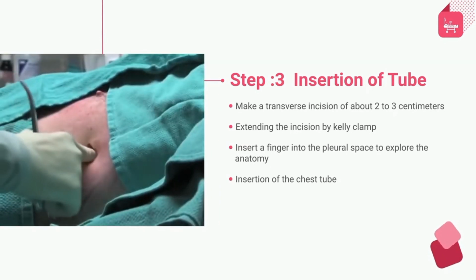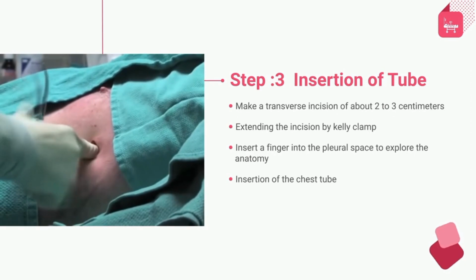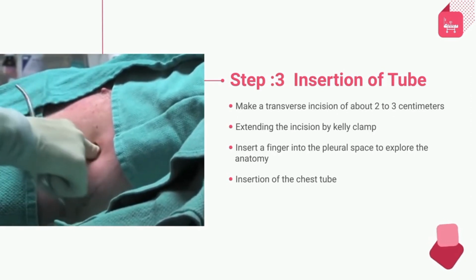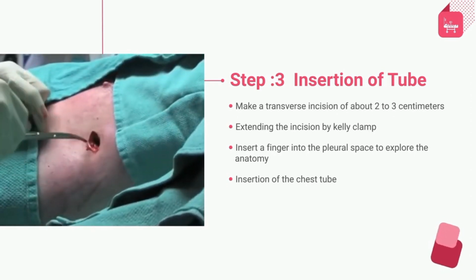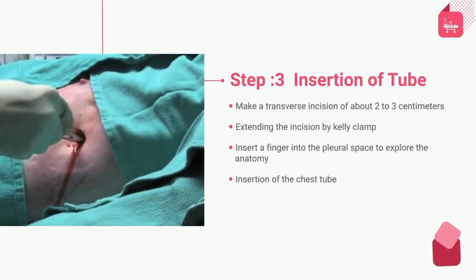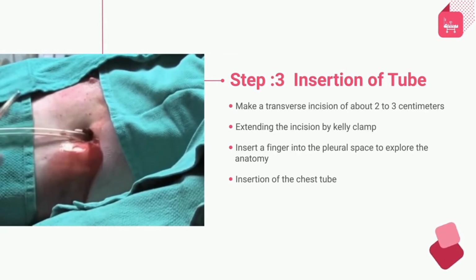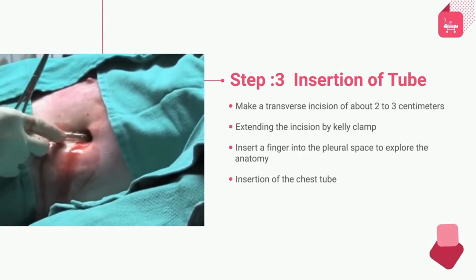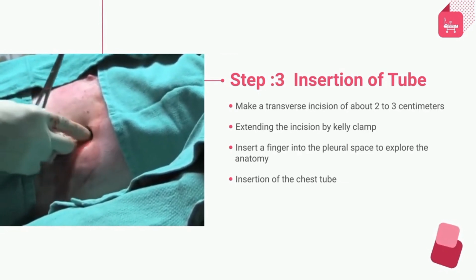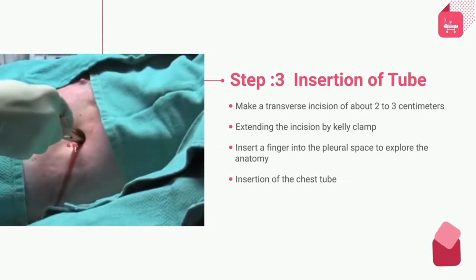Insert a finger into the pleural space to explore the anatomy. Hold the end of the chest tube with the clamp and guide it with the finger through the tunnel into the pleural space. Once the tip of the tube reaches pleural space, remove the clamp and advance the chest tube. Confirm the location of the chest tube by observing the flow of air or fluid from the tube.